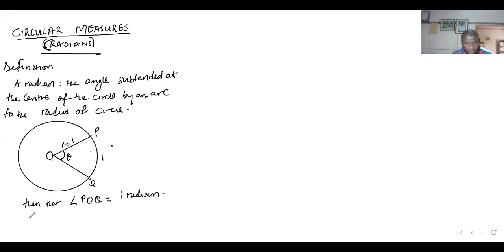Now, if we recall the circumference, Leila, do you remember the circumference of a circle? Yes, teacher. Pi d. Circumference is pi d, which is the same as 2 pi r. Okay.